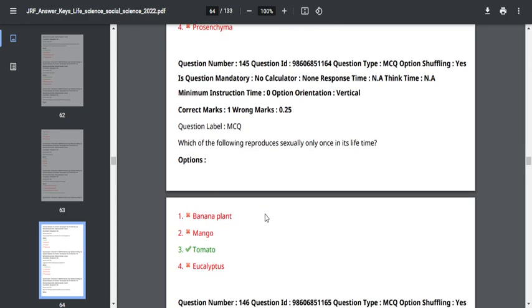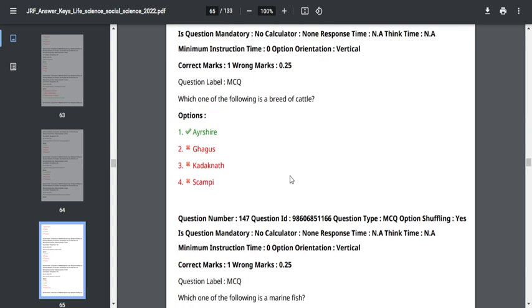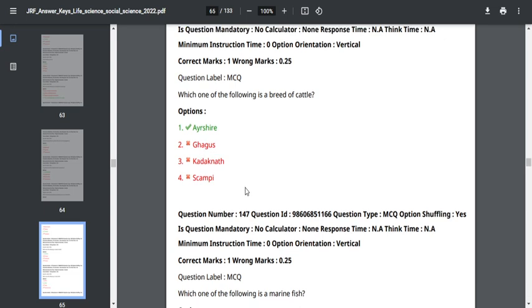Which of the following reproduces sexually once in a lifetime? Ultimately the answer is banana plant. So you can also challenge this question, friends. Which of the following is a breed of cattle? It is Ayrshire, a Scottish cattle breed, and its milk quality is high. This particular breed you can find with red and white markings. Whereas Ghagus is a breed of chicken, and Kadaknath is also a breed of chicken, whereas Kampti is a breed of lobster.